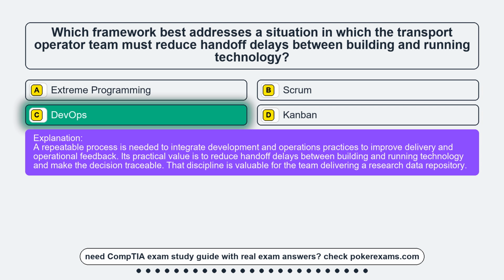A repeatable process is needed to integrate development and operations practices to improve delivery and operational feedback. Its practical value is to reduce handoff delays between building and running technology and make the decision traceable. That discipline is valuable for the team delivering a research data repository.